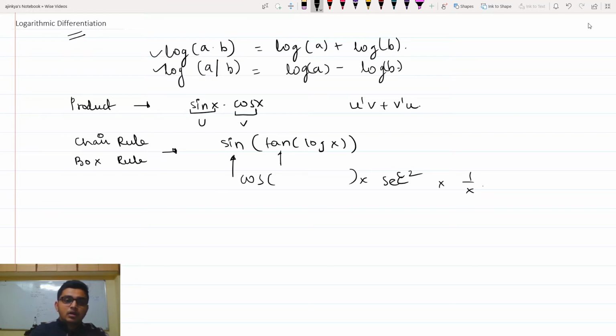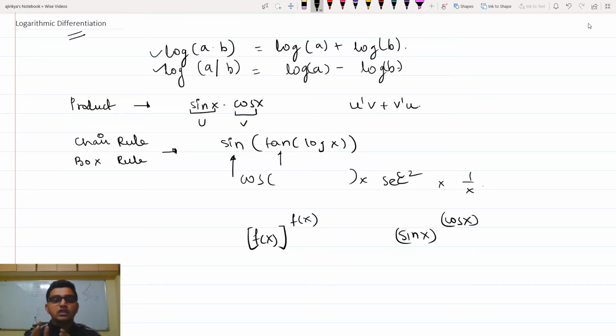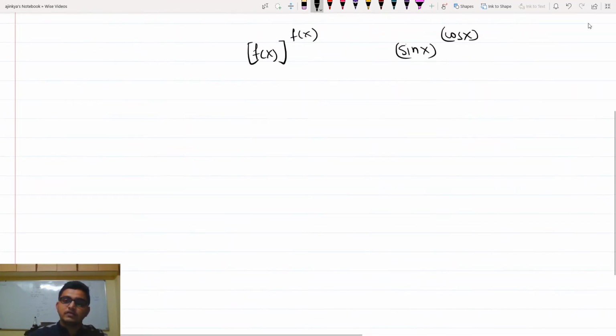But how can we solve a function which is f of x raised to f of x, or rather let's just say sine of x raised to cos of x? Well, in this case all other formulas are going to fail, and here a technique comes, which is the logarithmic differentiation. And now we'll see what is logarithmic differentiation.